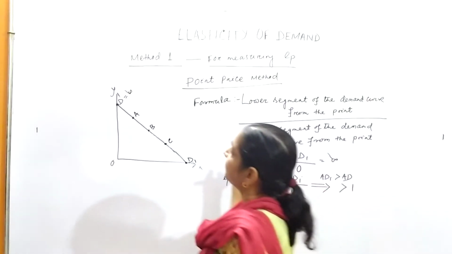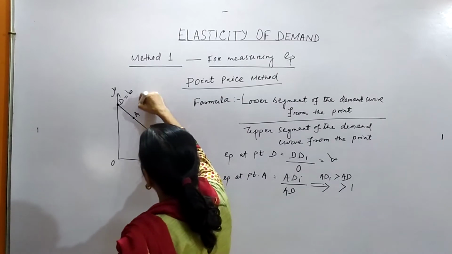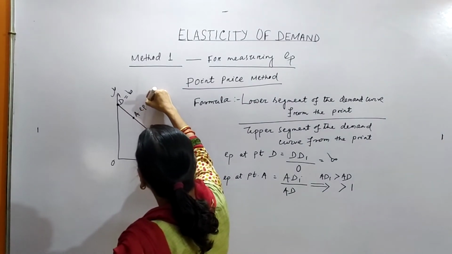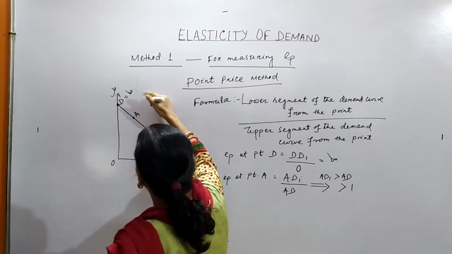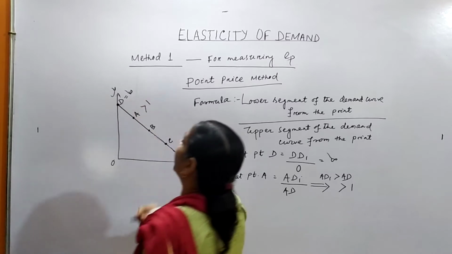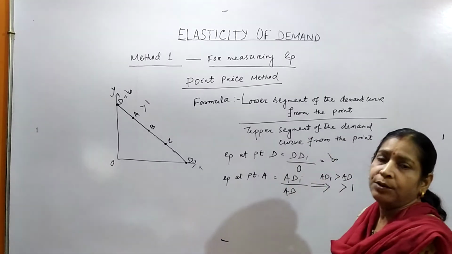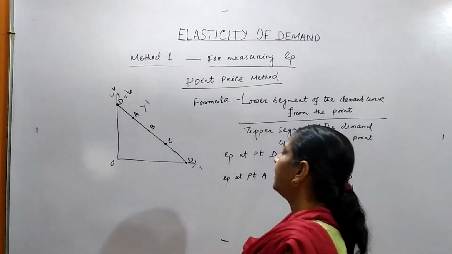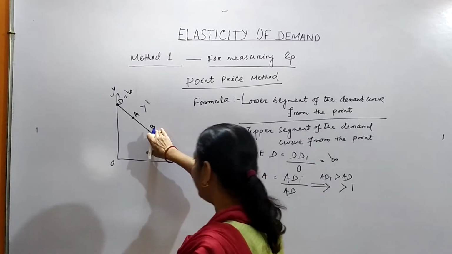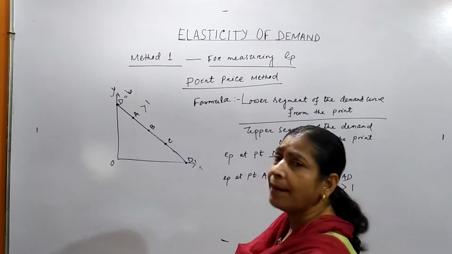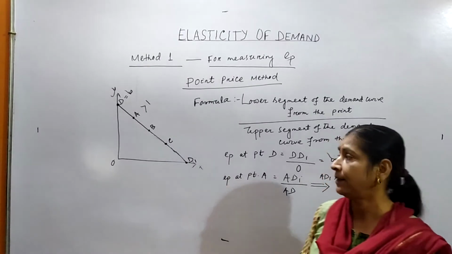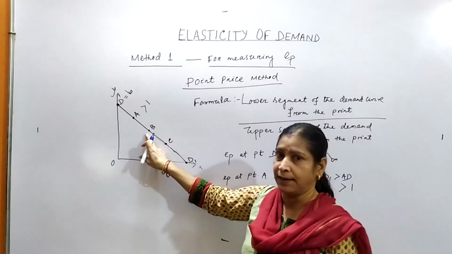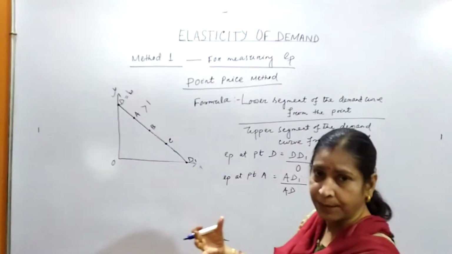Now we will put this value on this linear demand curve. EP at point A is greater than 1. Now we will see what is the value of EP at point B. We have to assume that B is the midpoint of the linear demand curve.